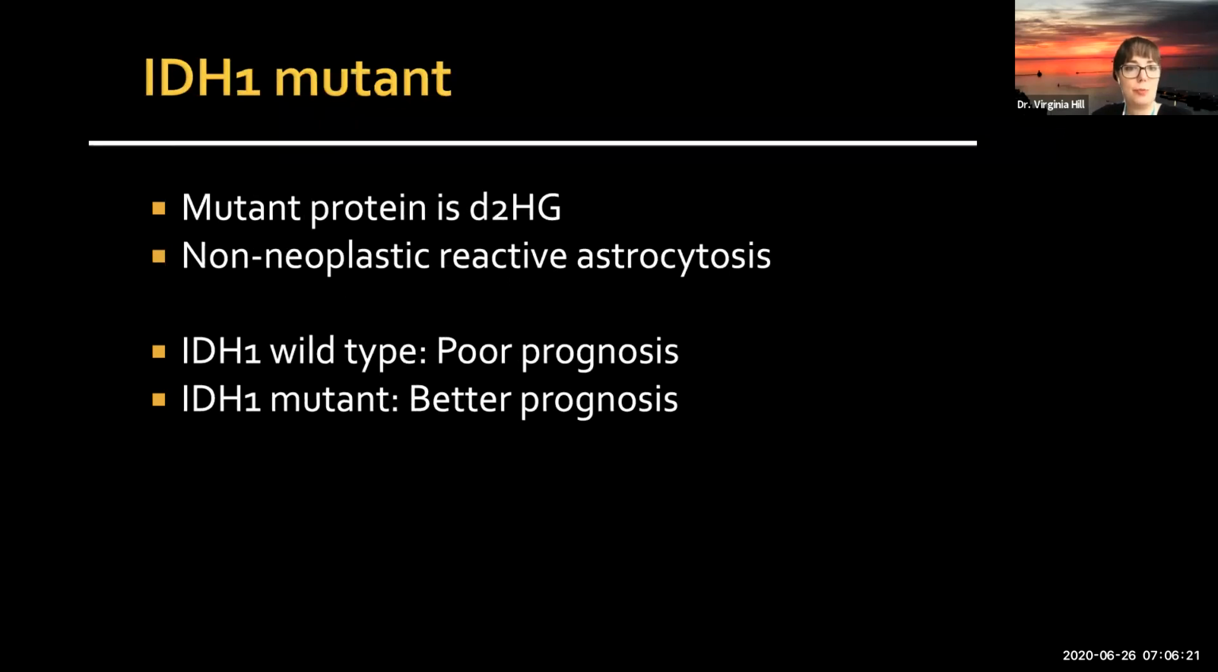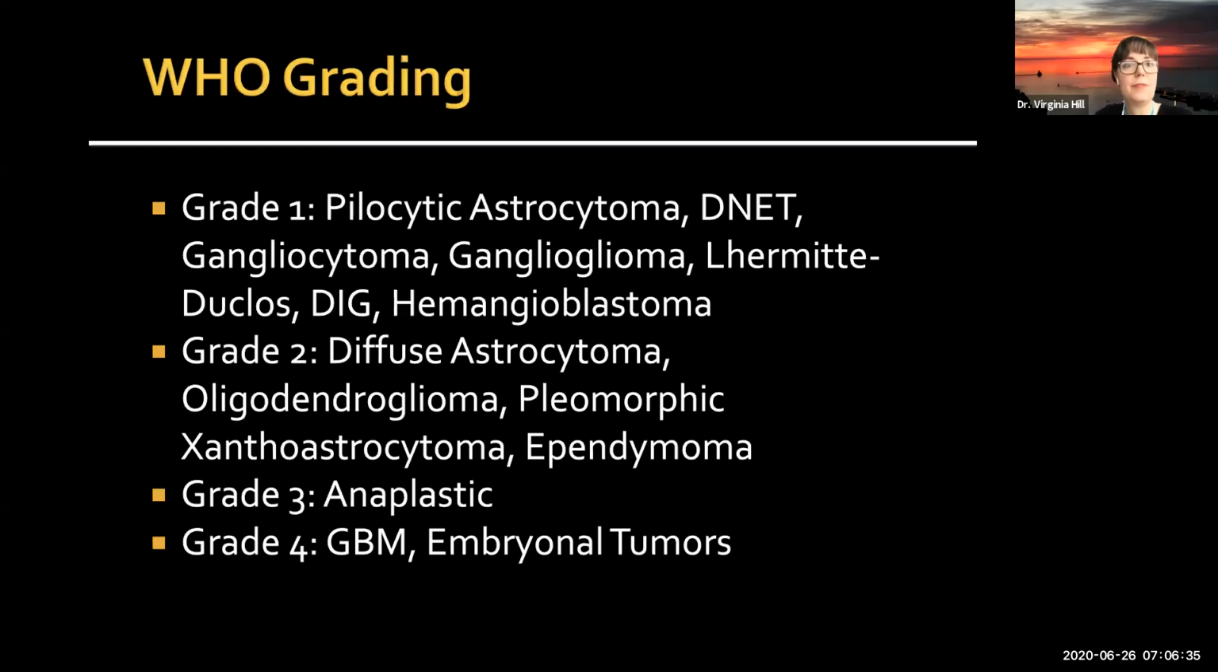IDH wild-type tumors, on the other hand, do not produce the mutant protein D2HG, which causes non-neoplastic reactive astrocytosis. IDH wild-type tumors have a poor prognosis, and IDH mutant tumors have a better prognosis. The WHO grading pretty much still, however, stayed very similar to what it was before 2016. So grade 1 tumors, and notice that I'm using Arabic numerals here instead of Roman numerals, and this we'll talk about in a second too, with some updates that have occurred since 2016.